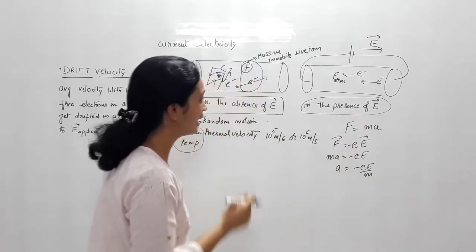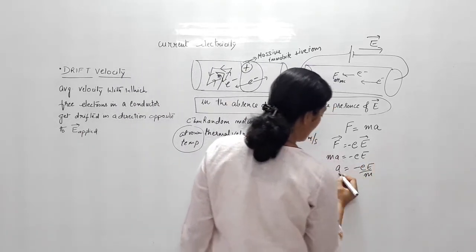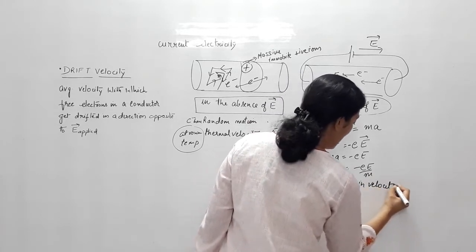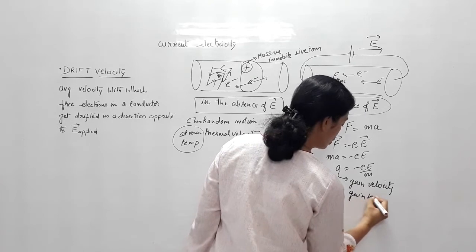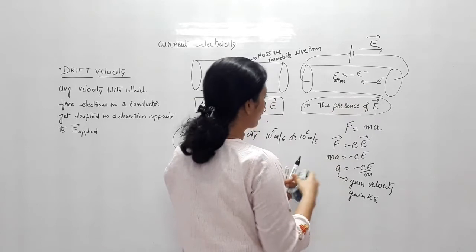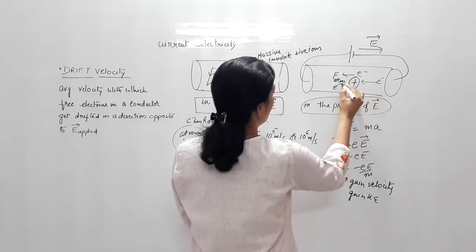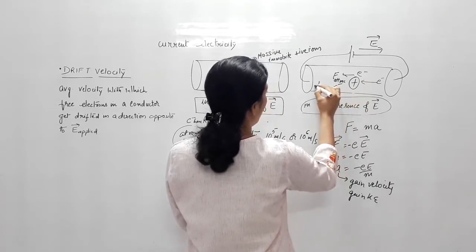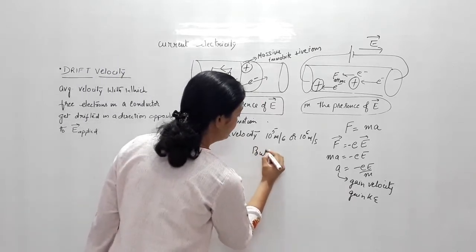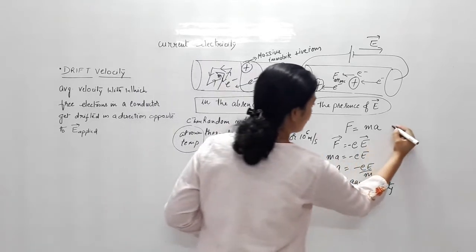But the problem is that the electrons get accelerated, and when they get acceleration, they gain velocity. Obviously, they gain velocity and they gain kinetic energy also. But very randomly and very quickly, they collide. It is the collision which destroys the electrons' extra gained energy. But this is the situation which is happening in the presence of electric field.